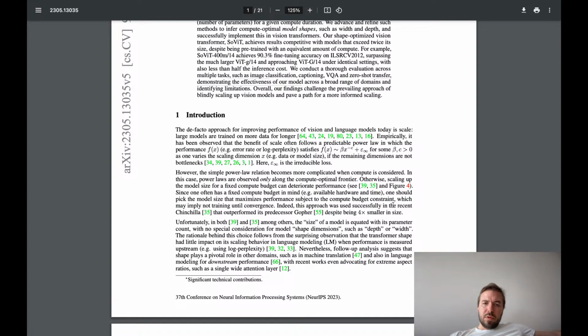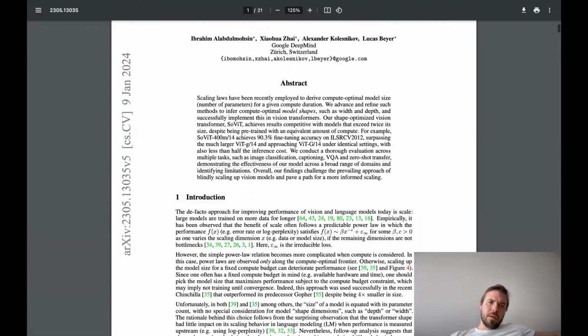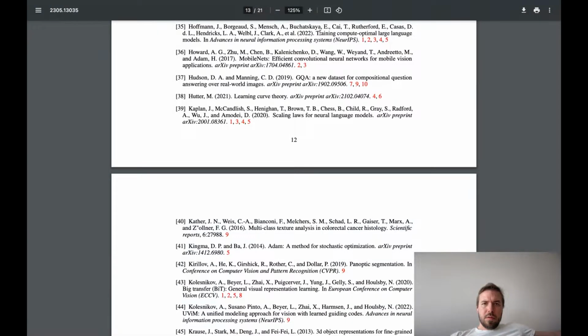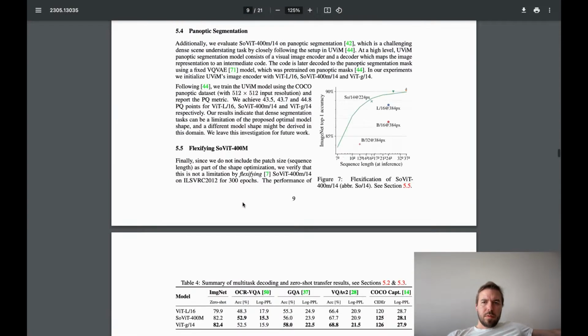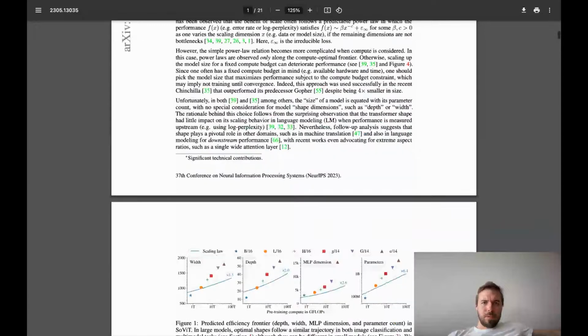Indeed, this approach was used successfully in the recent Chinchilla that outperformed its predecessor Gopher. I thought Chinchilla, okay. Training compute-optimal. Yeah, I thought Chinchilla, but older, 22. Okay. Oops. Good. Where are we here?